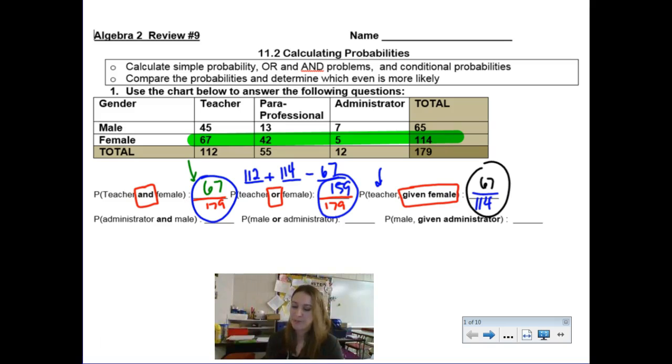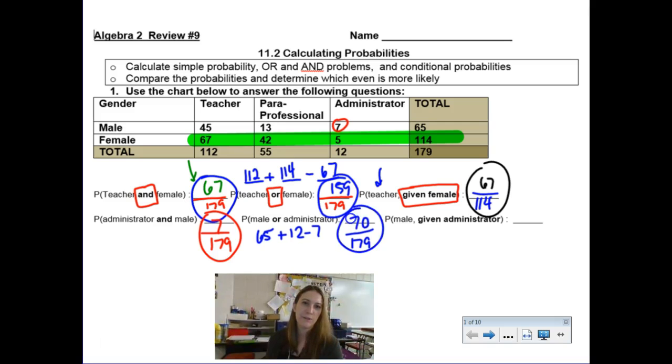All right, so one more, administrator and male. So that means my denominator is a 179. But if I go up to the chart and I find all the administrator males, it's these 7 dudes right here. So 7 out of 179. All right, for the male or administrator, I still have the 179 denominator, but I have to figure out total males, total administrators, and then subtract off the overlap. So total male was 65. Total administrator was 12, but these 7 dudes got counted twice. So what is that, 70 over 179?